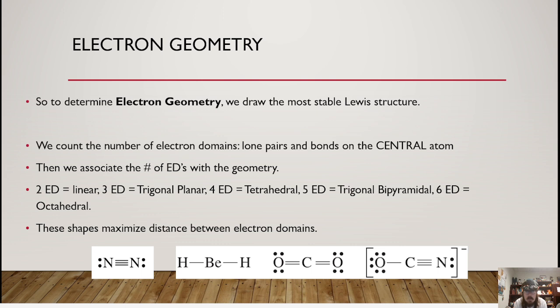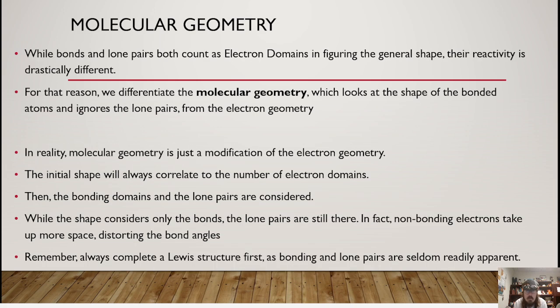Now, with that in mind, 2 electron domains means it's linear. 3, trigonal planar. 4, tetrahedral. 5, trigonal bipyramidal. And 6, octahedral. These basic shapes will maximize the distances between our electron domains. So, now, all that's good for a start.